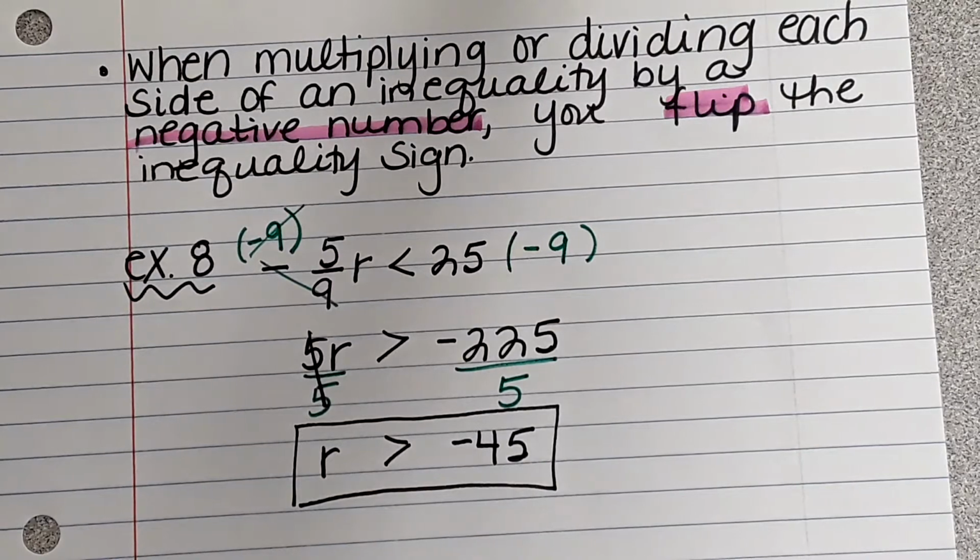-45 is greater than or equal to r. Okay, but give me a number. Just a number that would make this true. -46. Go lower than 40. No, sorry, -44. -44. Someone else give me another number that would make this true. What's a possible solution to this? So -44. What's another number that's less than -44?